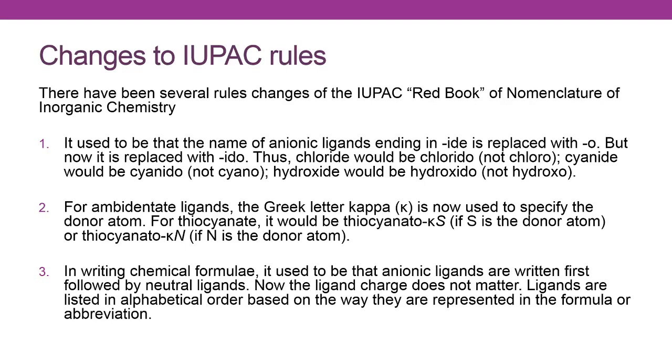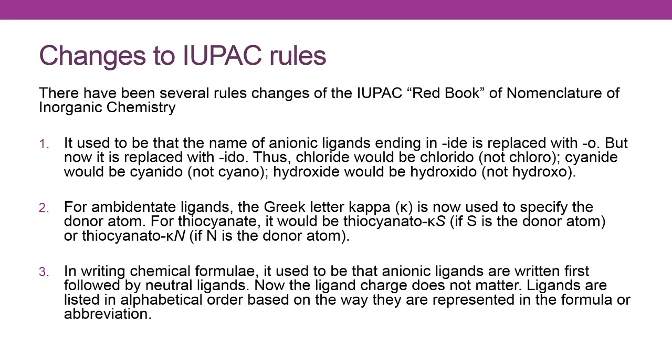There are three major differences between the current way and the old way of naming complexes. The first change is in the naming of anionic ligands ending in an IDE. In the old convention, the IDE is replaced with an O, so chloride becomes chloro, cyanide becomes cyano, and hydroxide becomes hydroxo. But in the current system, the IDE is replaced with an IDO, so chloride becomes chlorido, cyanide becomes cyanido, and hydroxide becomes hydroxido. It's a minor change, but it makes the naming more consistent, with ATE becoming ATO or ITE becoming ITO, because now IDE becomes IDO.